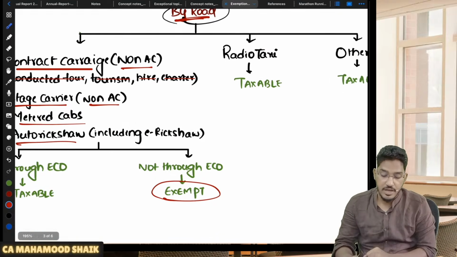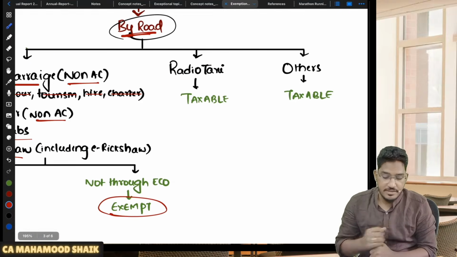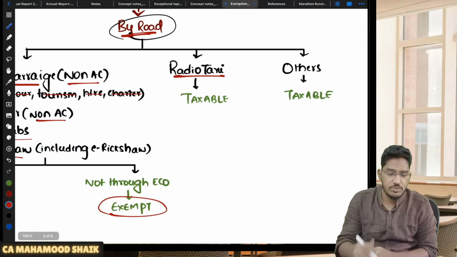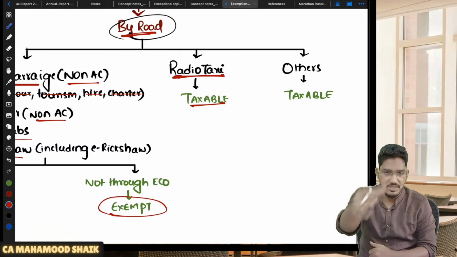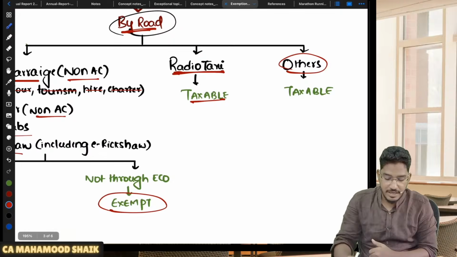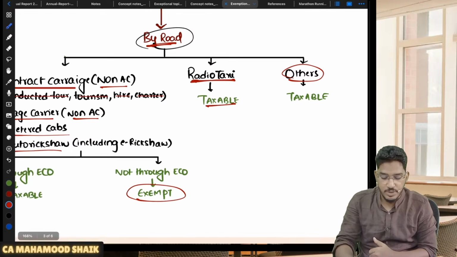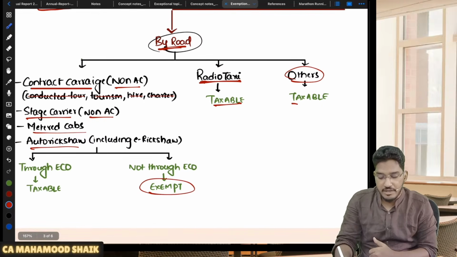Clear? Next. On the other hand, if the transportation of passengers is happening by way of radio taxi, whether through an e-commerce operator or non-e-commerce operator, air conditioned or non-air conditioned, doesn't matter, it is always and always taxable. Others, apart from that, that means if any other mode of transportation is happening by road, then it will be taxable.